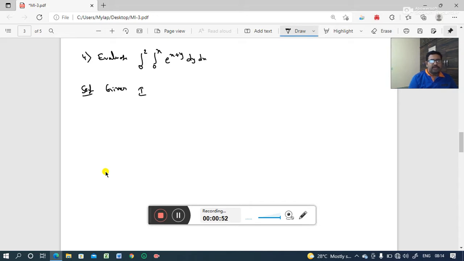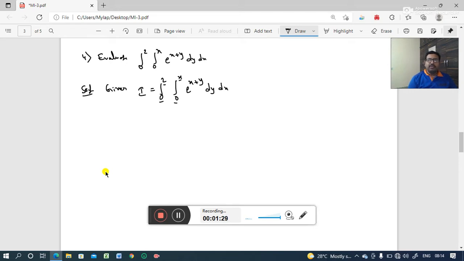Given integral I is equal to integral 0 to 2, integral 0 to x, e power x plus y dy dx. So this is the given problem. Let us identify the limits first. Here the first integral limits are from 0 to 2 and the second integral limits are from 0 to x. 0 to 2 are the constant limits, and in 0 to x the upper limit is x, therefore it is a variable limit.